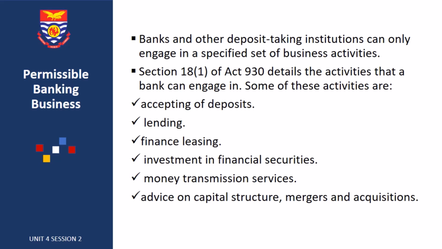With finance leasing, a customer wants to purchase a particular machinery, but the customer may not have enough funds at the time to purchase that machinery. So the bank can stand in for the customer and purchase that machinery for the customer. Then the customer, over an agreed period, would make fixed installment payments to the bank until the price of the machinery is fully paid.